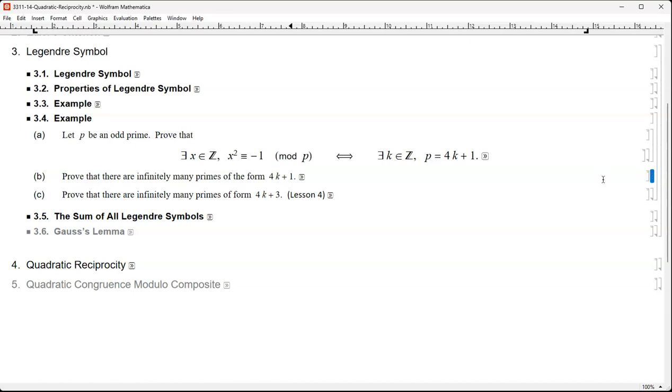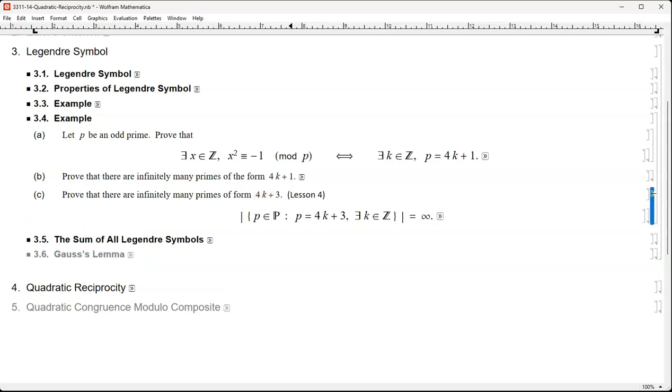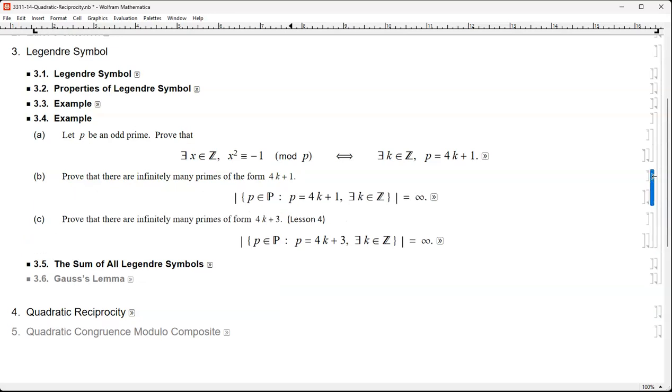By the way, we already proved that there are infinitely many primes of the form 4k plus 3. Remember that in lesson 4? Let's review that. We already did it, so if you feel comfortable, you can skip, but I have a feeling you must have forgotten it by this time. So let's go ahead and do that. Just like the previous problem, P belongs to the set of all prime numbers, and it must be of the form 4k plus 3. And that set is an infinite set. There are infinitely many primes of the form 4k plus 3.